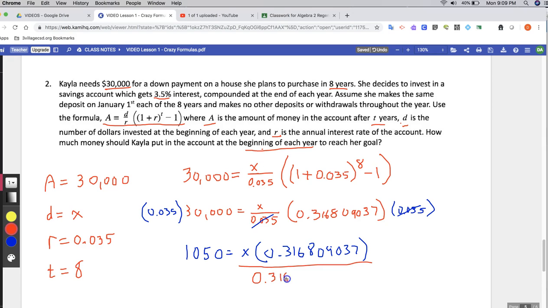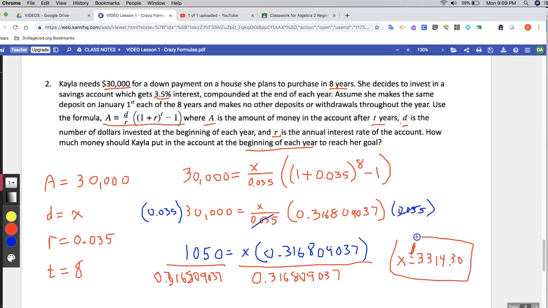And then the last thing we need to do to solve for X is divide both sides by this 0.316809037. Do that on both sides. I apologize for my bad handwriting, but after dividing both sides by that long decimal, you should get an answer of $3,314.30. And that's the value that Kayla needs to deposit into the bank at the beginning of each year so that she can have $30,000 by the end of 8 years.